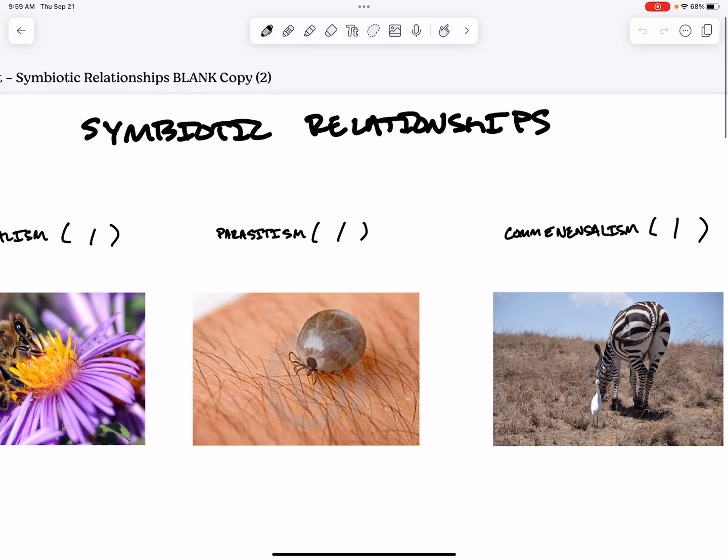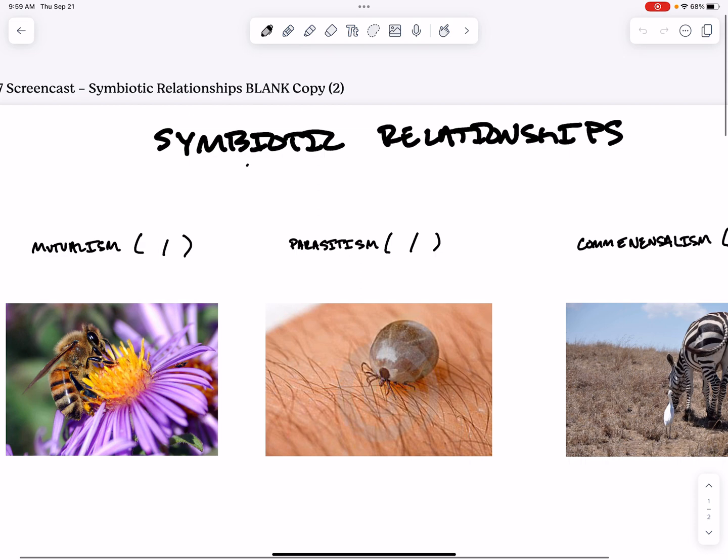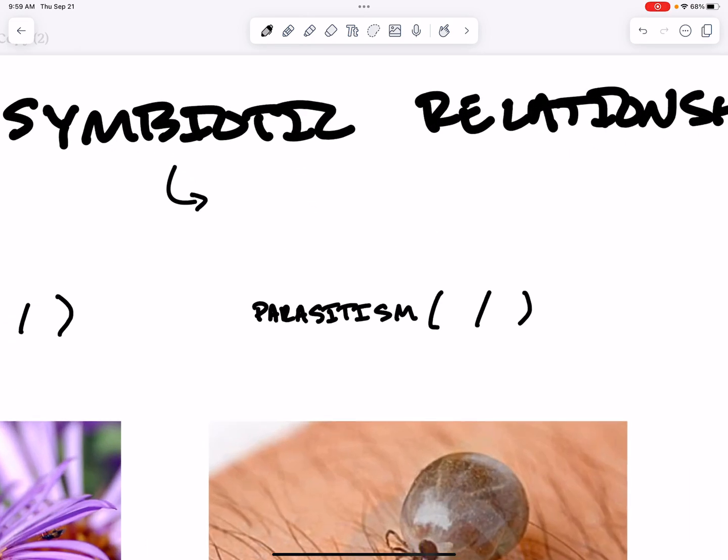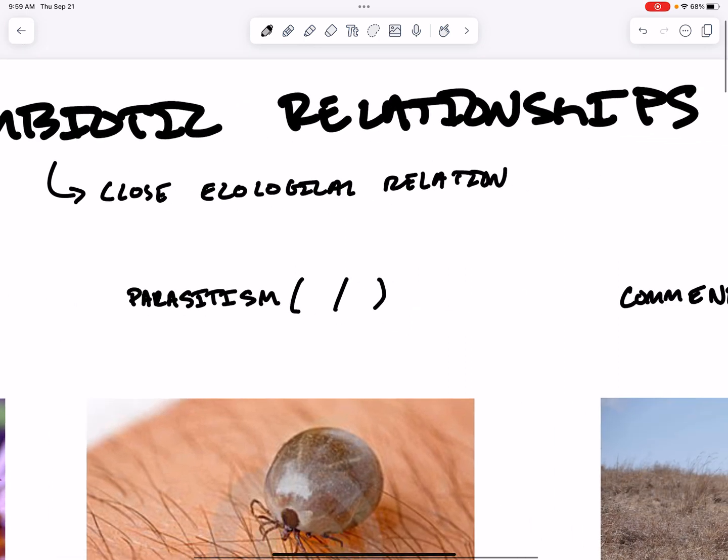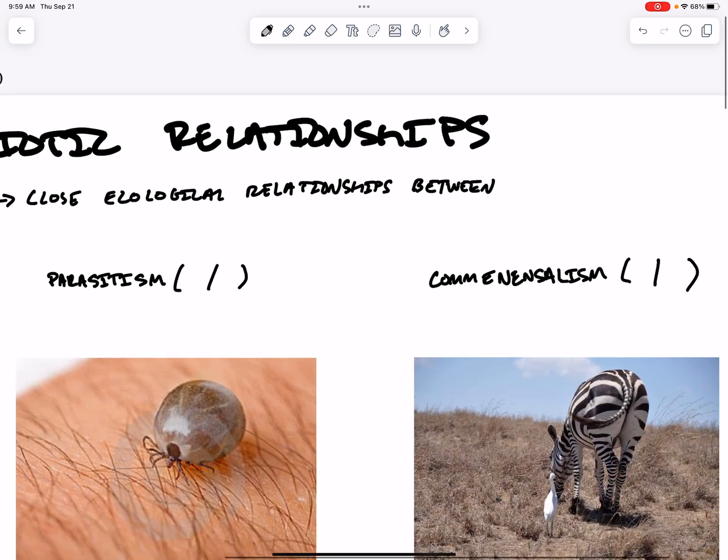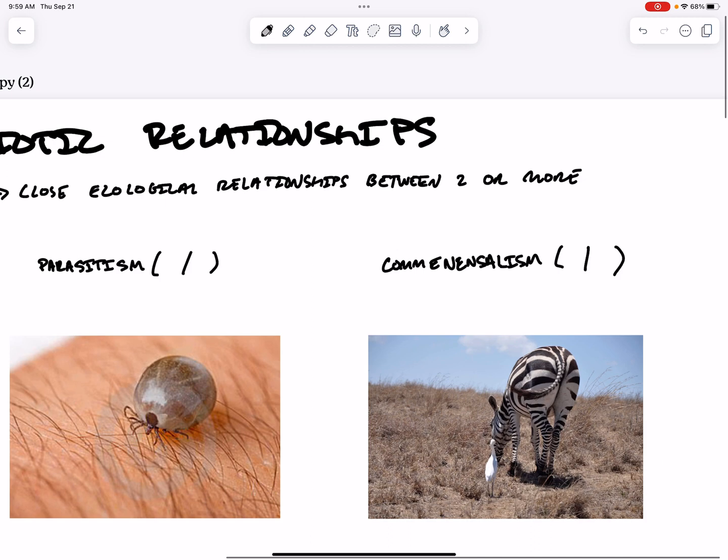So in biology class or in science, we define symbiotic relationships as close ecological relationships between two or more organisms. I'm going to write that down. Close ecological relationships between two or more organisms.